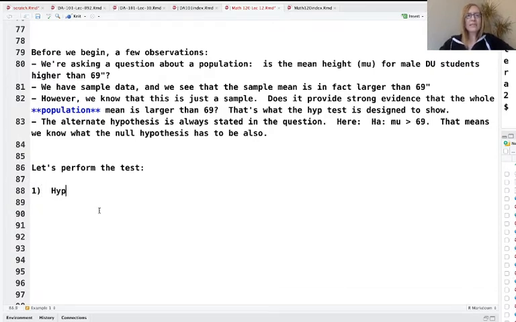First, hypotheses. Well, our alternate hypothesis, I'm just going to copy paste this because we've got this already. We wonder if the mean is bigger than 69. That's the whole point of the test. That means our null hypothesis has to be that mu is equal to 69. The null hypothesis is always a statement of equality. It's the logical opposite of the alternate hypothesis.